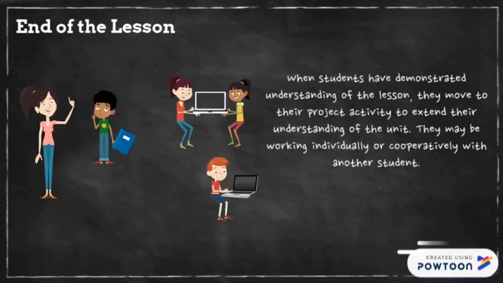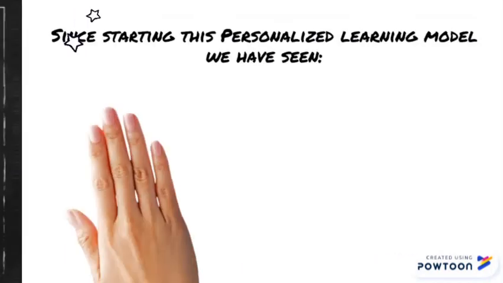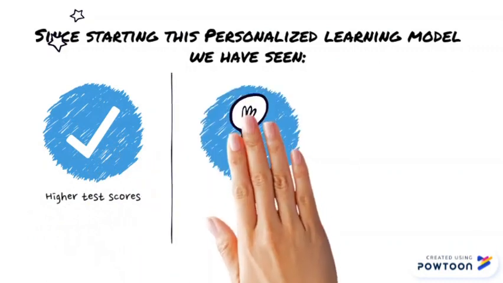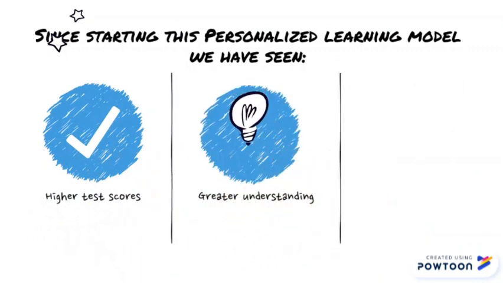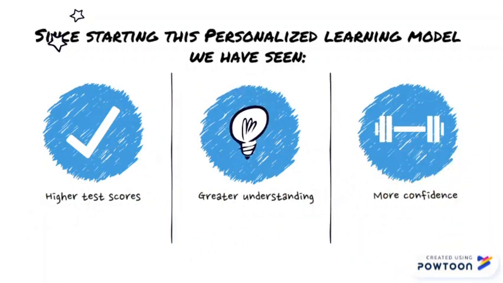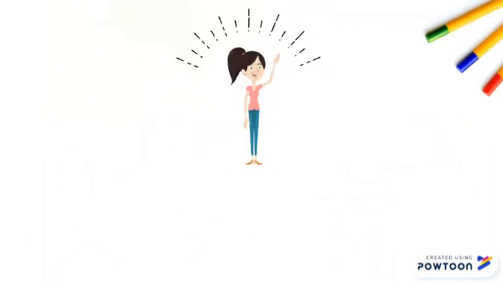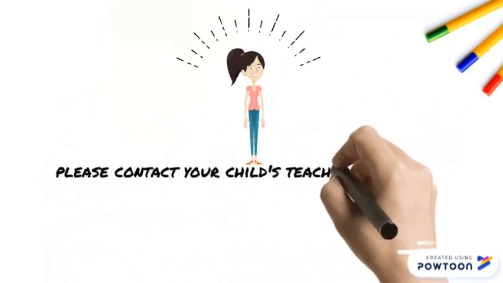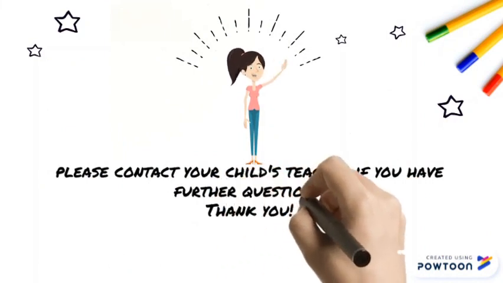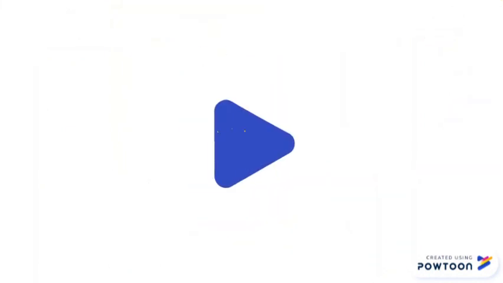At the end of the lesson, when students have demonstrated understanding, they will move to their project activity to extend their understanding of the unit. They may be working individually or cooperatively with another student. And this is our video creation, a writing project, a video critique. Since we've been using personalized learning in our classroom, we've seen higher test scores, greater student understanding, and our students have really had more confidence with their math skills. So we look forward to continuing to share our math classroom with you, but if you have any questions, please contact your child's teacher for further questions.